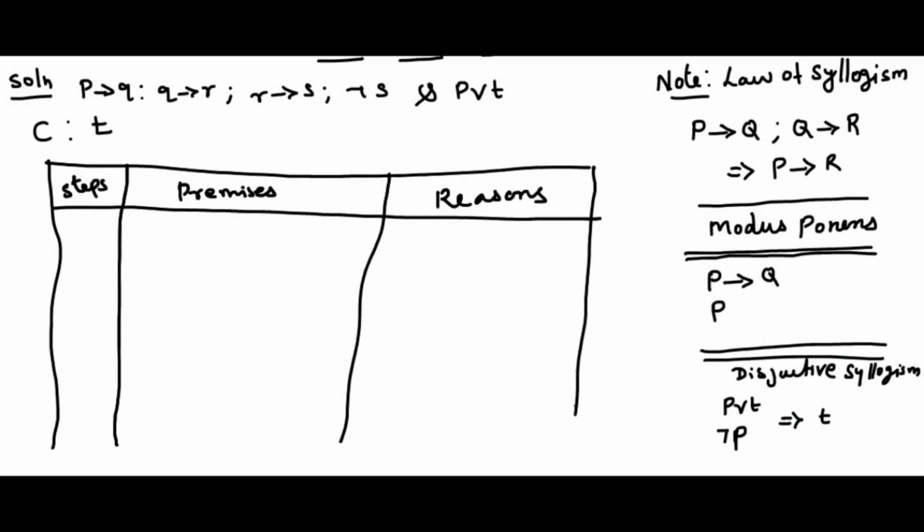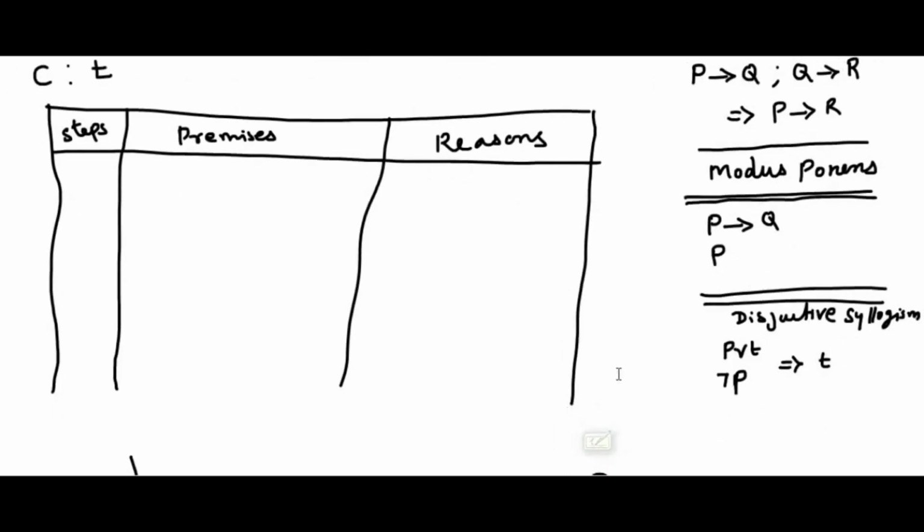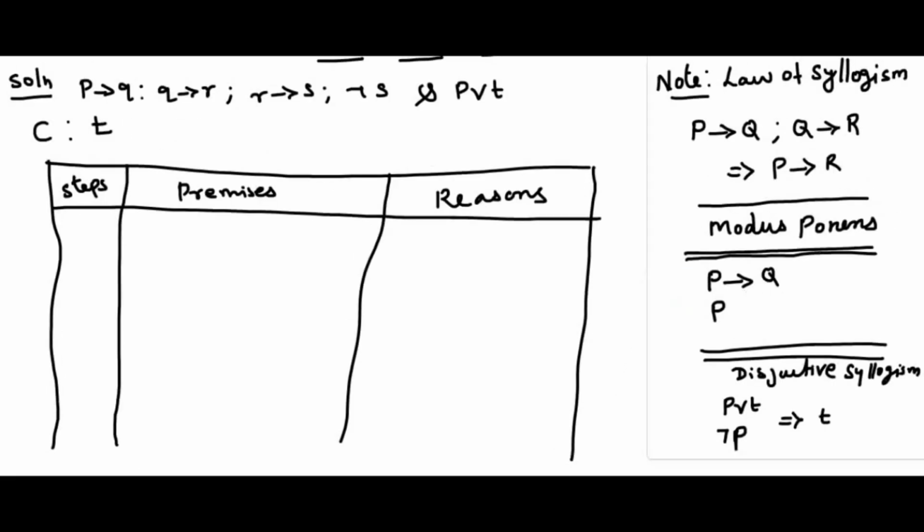Okay, so this is the given question. What is the first step? I am going to choose any premise first. That is our choice only. Here I am going to consider the first premise as the first step. Step number 1, I am going to consider the premise P then Q. So here I am going to write P then Q; it is nothing but a given premise.